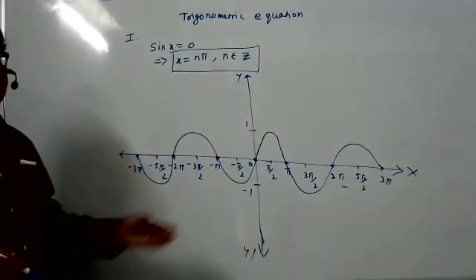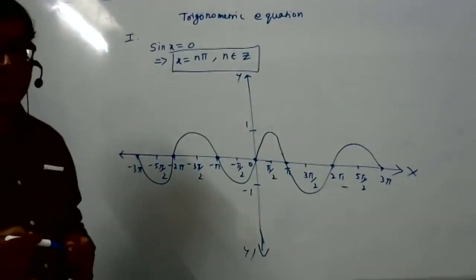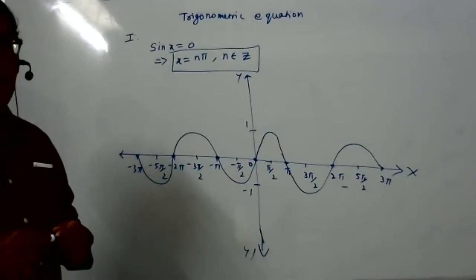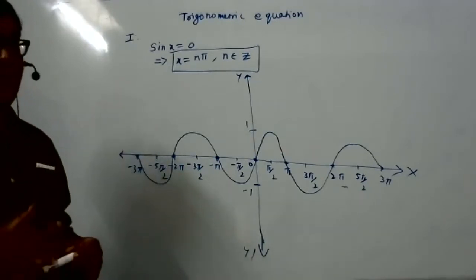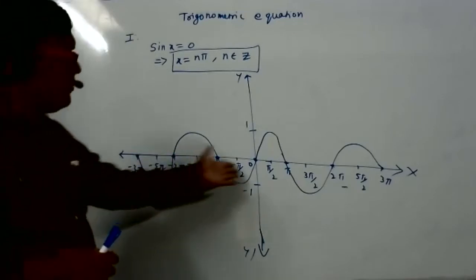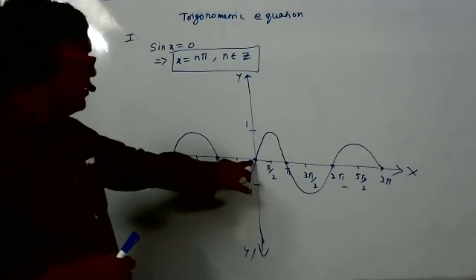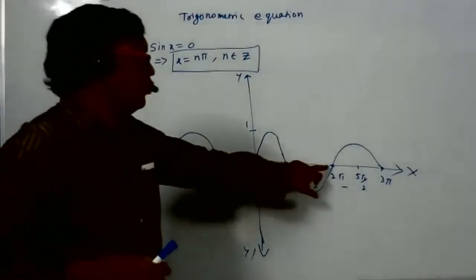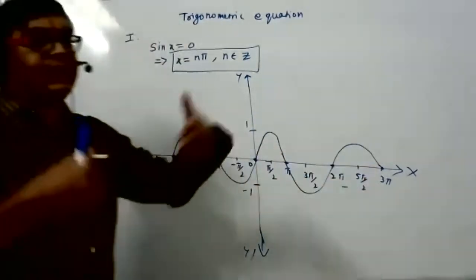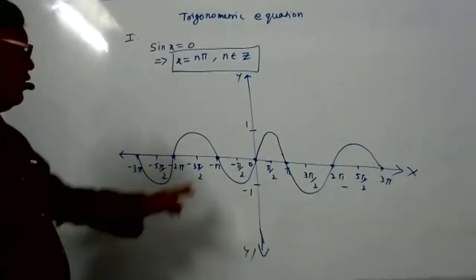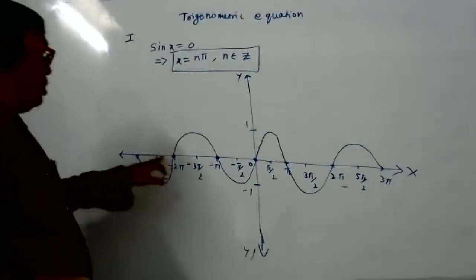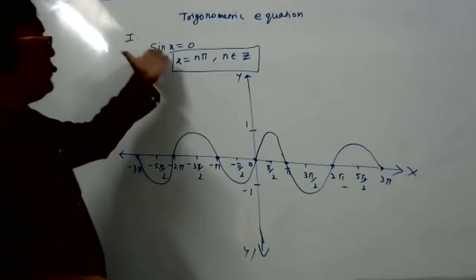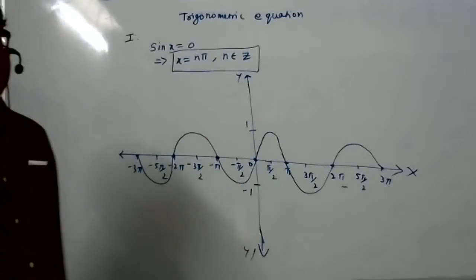Who didn't understand? By this graph, can we say or not? Yes, sir. One theoretical method also is there, but they will not ask for proof and all. This is the better method. Now from the graph you can see sin 0 is 0, sin pi is 0, sin 2 pi is 0, sin 3 pi is 0, because it is intersecting the x-axis. Y is becoming 0. Sin minus pi is 0, sin minus 2 pi is 0, minus 3 pi is 0. So we can say sin x is 0 means x is n pi.